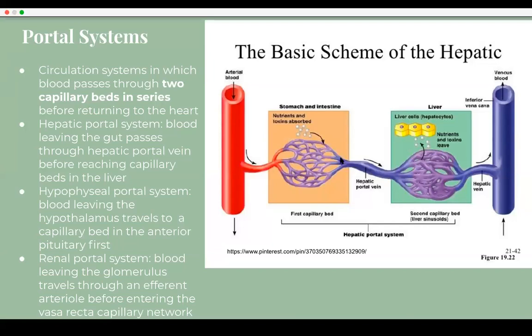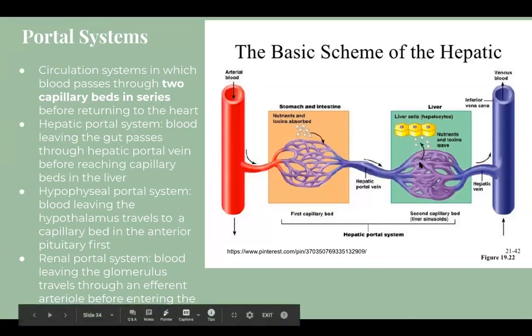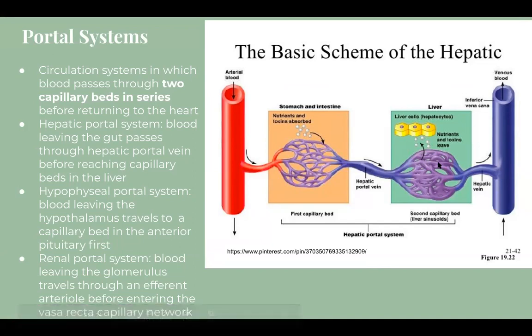Okay. Briefly, let's talk about portal systems. I guess these can sound complicated, but in most cases circulation just passes through one capillary bed, while in some cases it needs to pass through 2 capillary beds in series before returning to the heart. There's nothing in detail that you need to know about it, except just to know what they are. There are 3 you need to know: the hepatic portal system, the hypophyseal portal system, and the renal portal system.